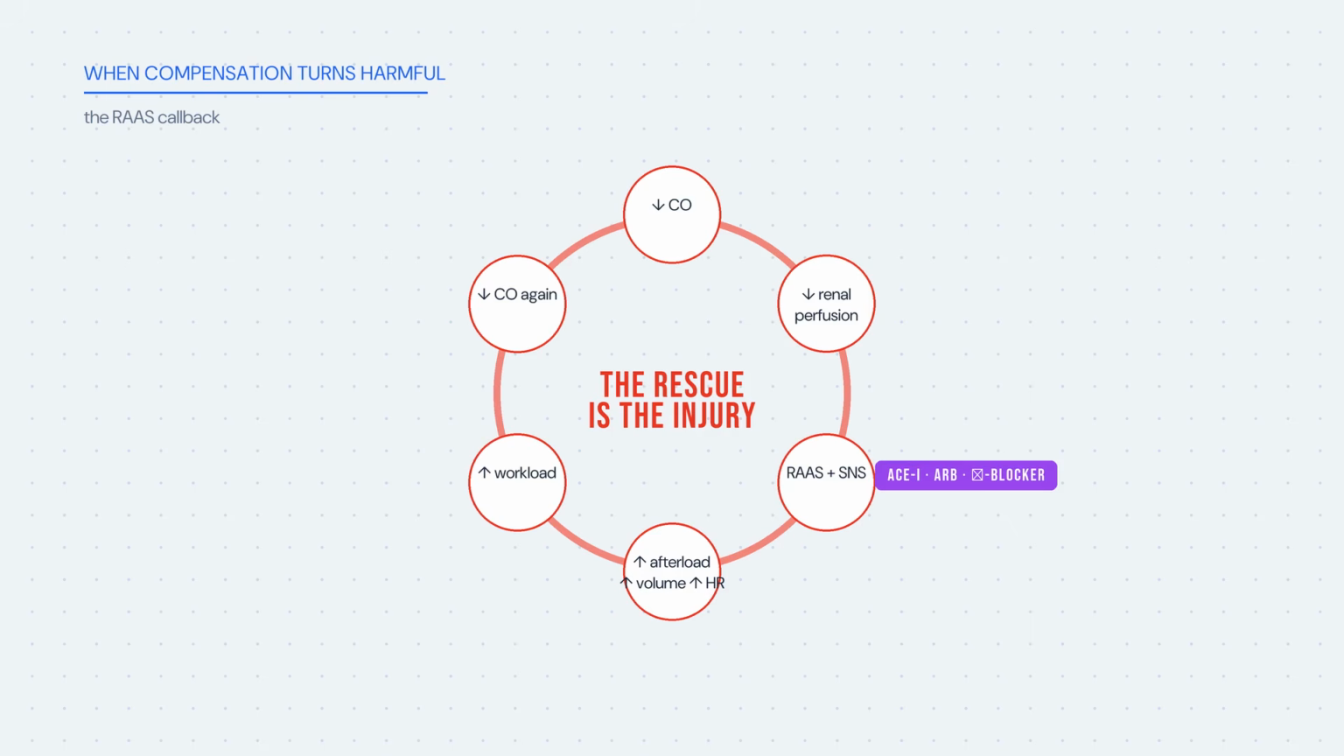The sympathetic system does the same thing. It raises the heart rate, which shortens filling time, and raises oxygen demand in a heart that is already struggling. The body's rescue response is actively making the failure worse. That is exactly why we block both systems: ACE inhibitors and ARBs for RAAS, beta blockers for the sympathetic drive.